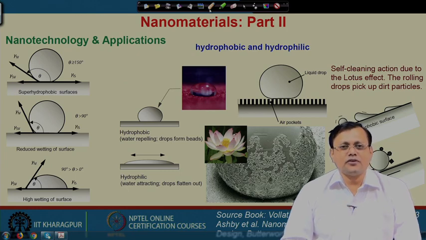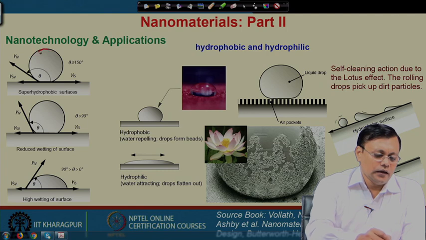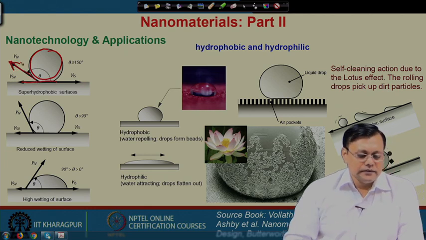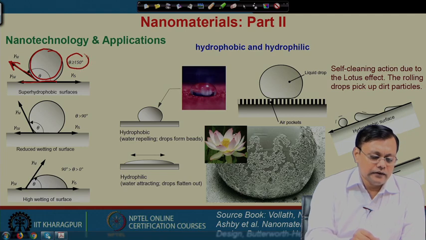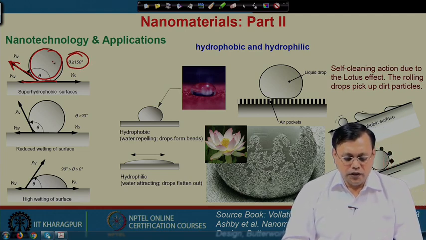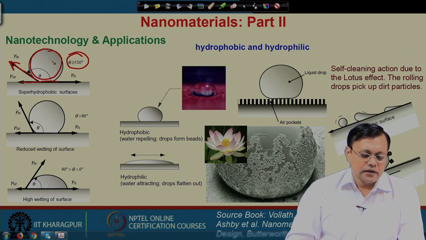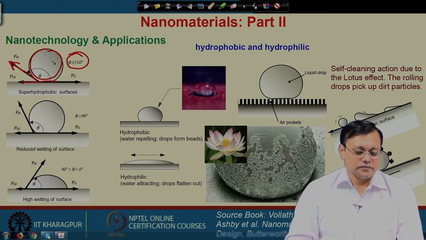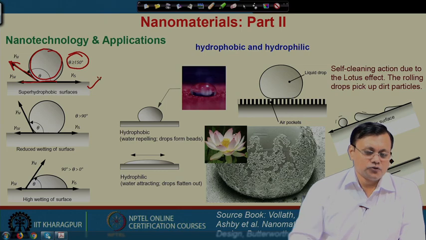The hydrophobicity or hydrophilicity depends on a liquid and on a solid and their angles. If the angle theta is greater than 150 degrees, we call it a super hydrophobic surface. So, this is a surface which is super hydrophobic.